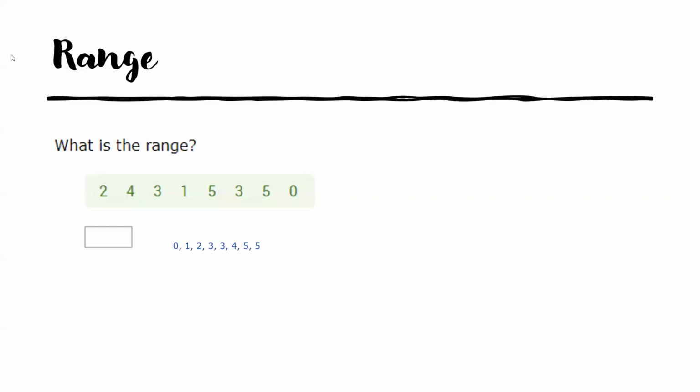Now that they're in order from least to greatest, it makes it pretty clear that the smallest, or our minimum number, is 0, and the largest, the maximum number, is 5. So to calculate the range, we take the largest number, subtract from it the smallest. 5 minus 0 is 5. So the range for this set of data is 5.